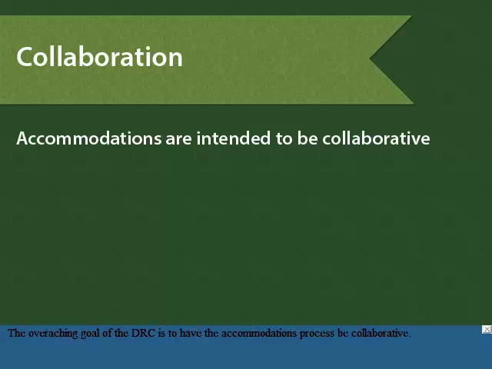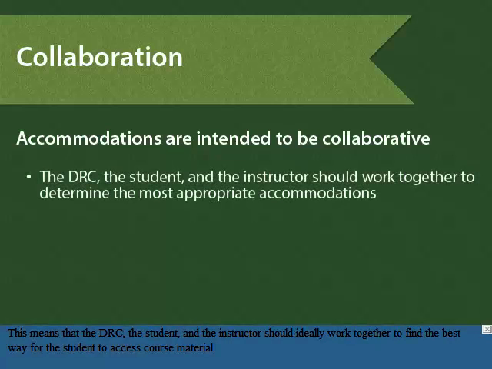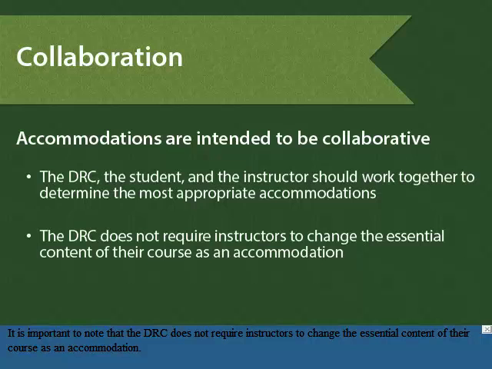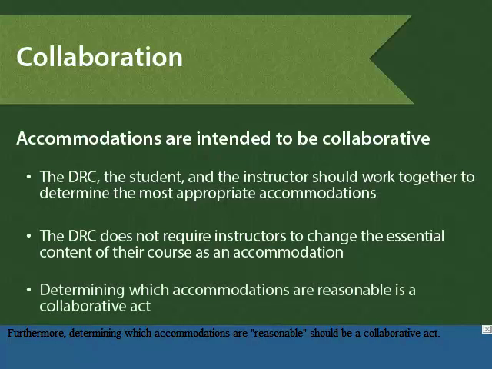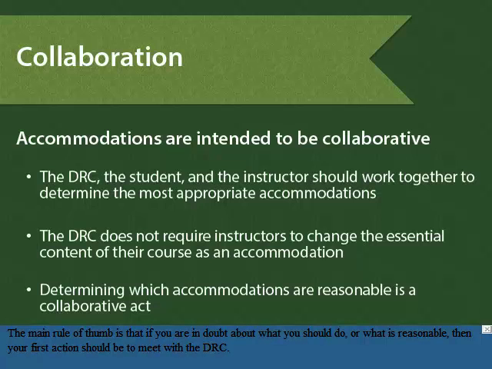The overarching goal of the DRC is to have the accommodations process be collaborative. This means that the DRC, the student, and the instructor should ideally work together to find the best way for the student to access course material. It's important to note that the DRC does not require instructors to change the essential content of their course as an accommodation. Furthermore, determining which accommodations are reasonable should be a collaborative act. The main rule of thumb is that if you are in doubt about what you should do or what is reasonable, then your first action should be to meet with the DRC.